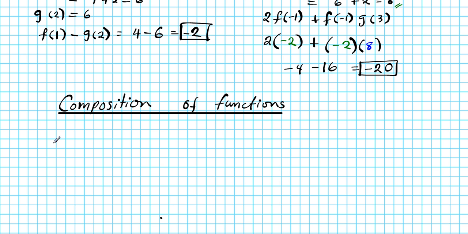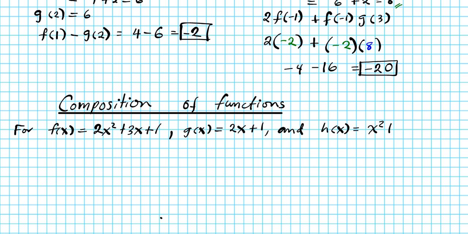All right, so the instructions are as follows. For f of x equals 2x squared plus 3x plus 1, g of x equals 2x plus 1, and h of x equals x squared plus 2x, find f of g of x and h of g of x.